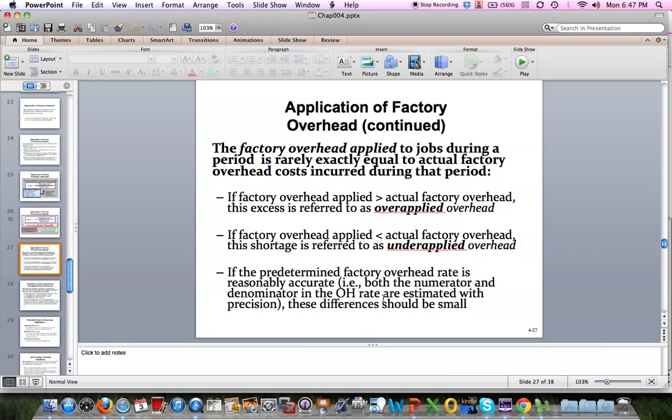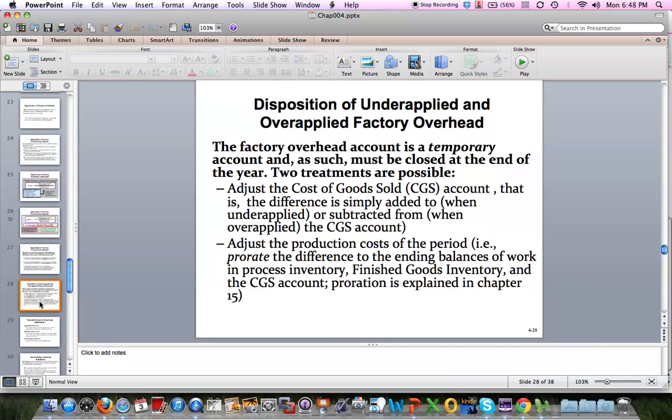If the predetermined factory overhead rate is reasonably accurate, both the numerator and the denominator, because we're guessing two things, we're guessing total overhead cost, and we're guessing the denominator, which is like the amount of labor hours, or the cost of labor hours, or the amount of machine hours, whatever that is. If both of those are accurate, these will be small differences. But obviously it's hard to be accurate. Some industries can probably be more accurate than others, but it's almost impossible to get it to be exactly the same.